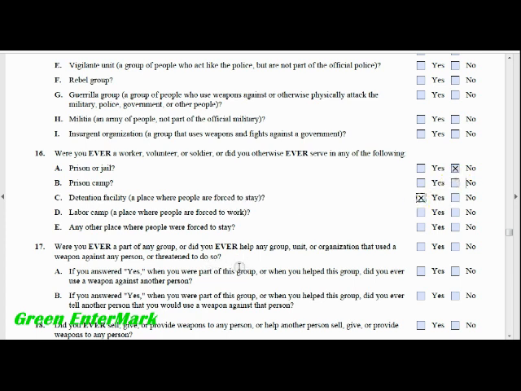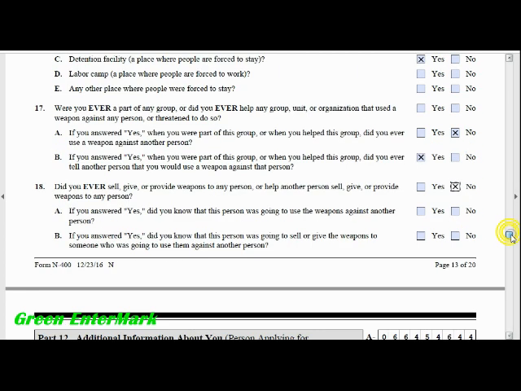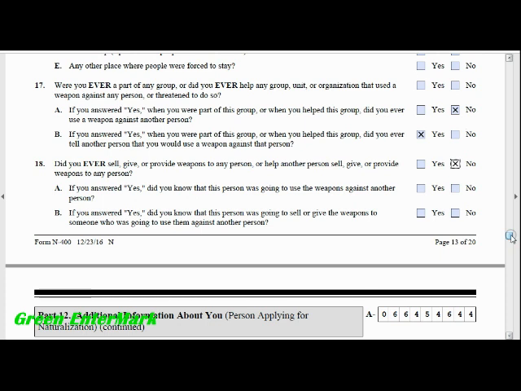Were you ever a part of any group, or did you ever help any group, unit, or organization that used a weapon against any person or threatened to do so? You have to provide that, whether you did it or not. Just give the answer rightly and totally truthfully. USCIS and all their mechanisms know the truth, so you have to mention it here. If something is true, you have to admit it.